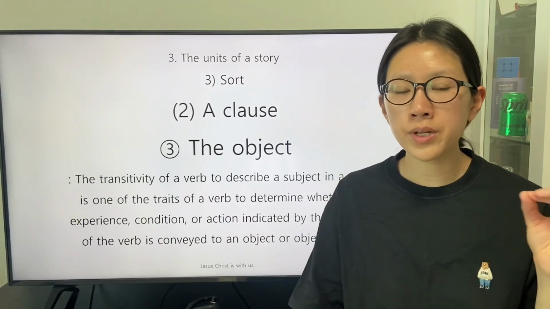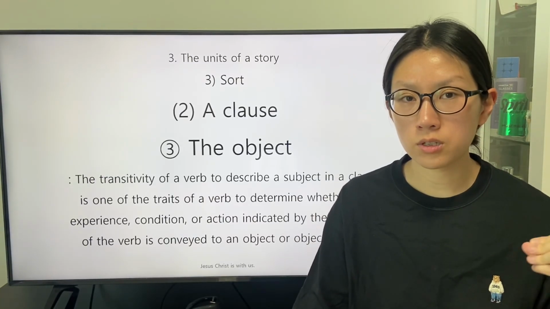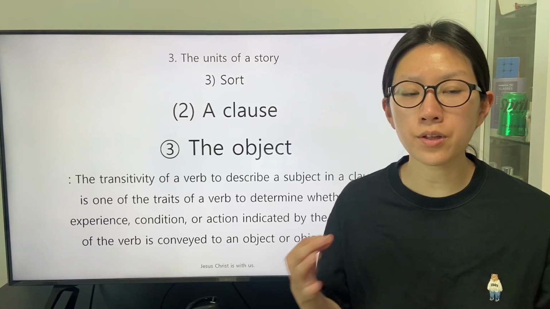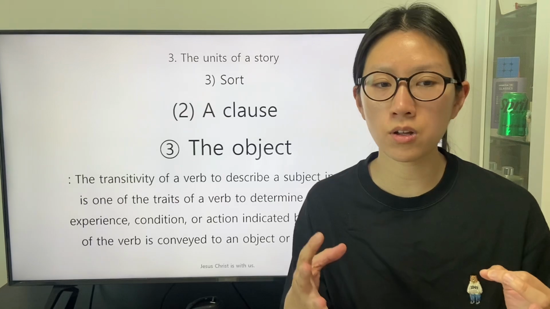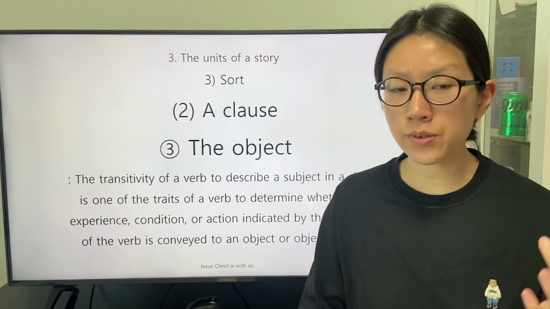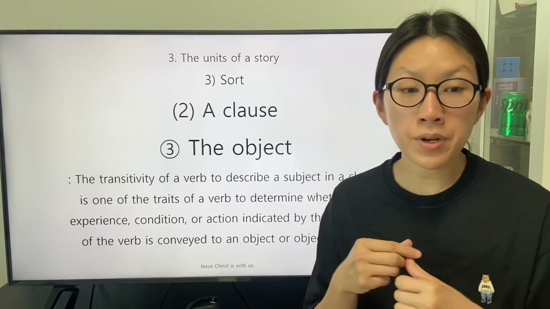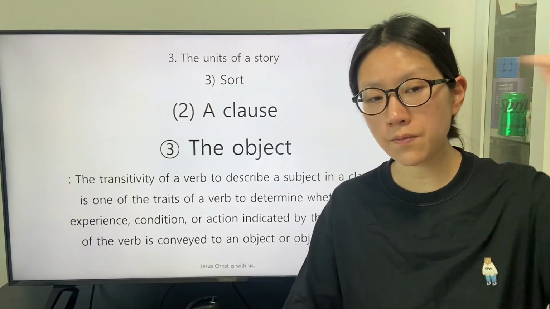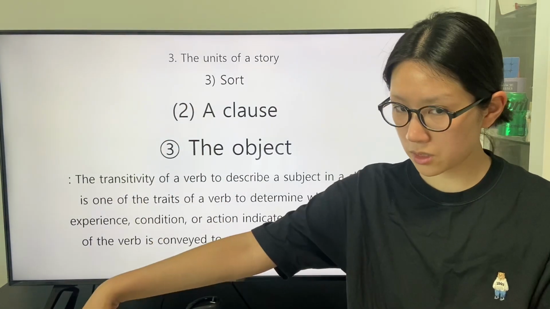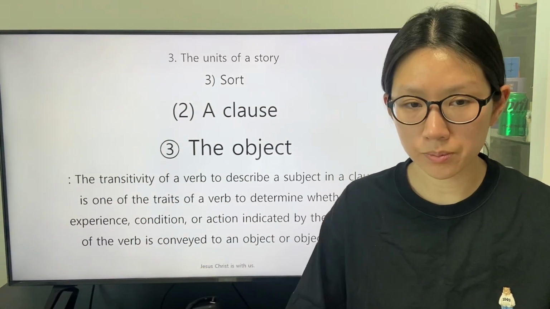From now on, we will study about the object of the clause. The transitivity of a verb to describe a subject in a clause is one of the traits of a verb to determine whether the experience, condition, or action indicated by the definition of the verb is conveyed to an object or not.